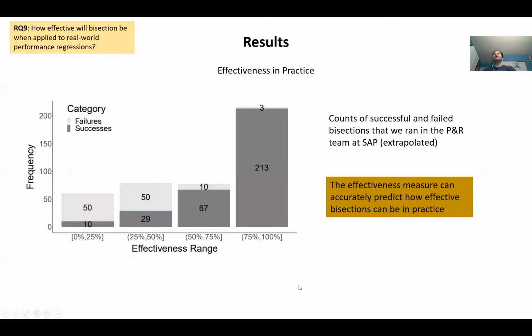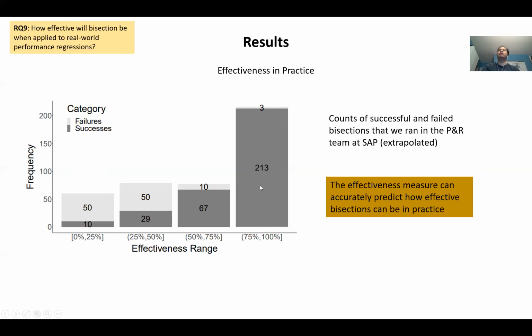Okay, and then the last research question that we're going to go through here is how effective will bisection be when applied to real-world performance regressions? And what I did here is that I took account of all the successful and failed bisections that we ran in our team, the PNR team. And this is sort of the summary of that.